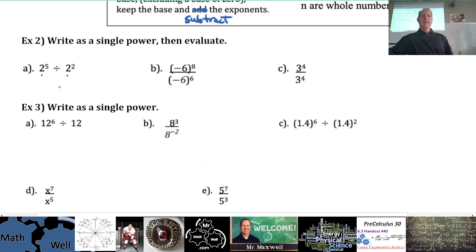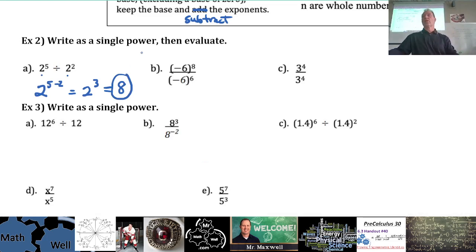So I have the same base. I'm dividing those powers, so I can write the base of 2, and that's going to be to the power of 5 minus 2, or 2 to the power of 3. And if I were to evaluate that, that is 2 times 2, which is 4, times another 2, which is 8. So you should be memorizing 2 cubed is 8. That should come pretty quick now.